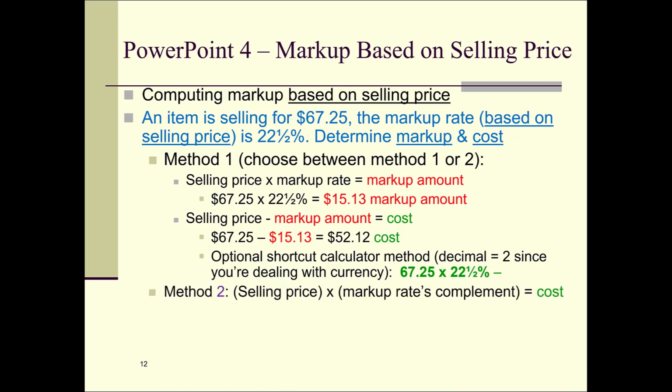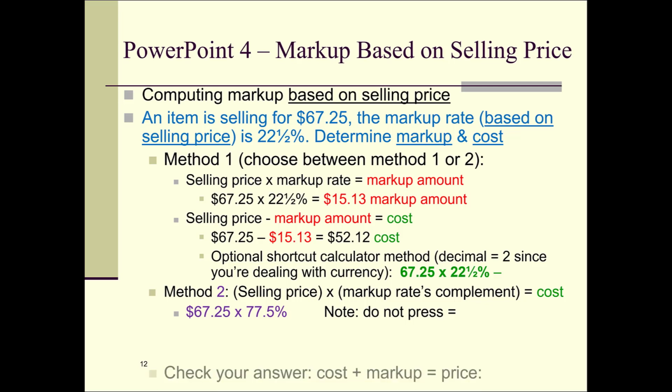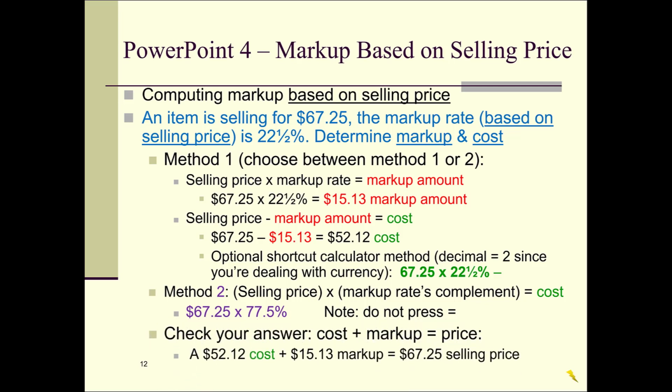The optional method, number 2: you take the selling price times the markup rate's complement, which gives you the cost. So the complement of 22.5% would be 77.5%. So 67.25 times 77.5% gives you the $52.12 cost. And always double check your answer. So the cost of $52.12 plus $15.13 markup gives you a $67.25 selling price.